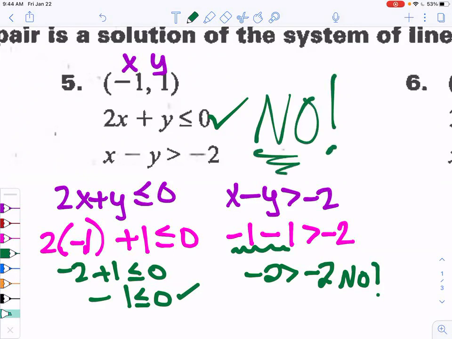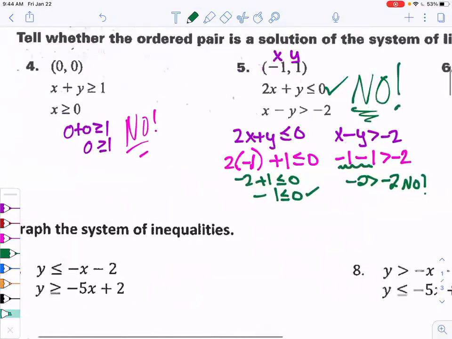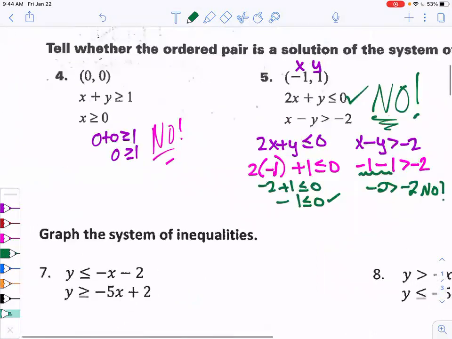Make sure that you write a final answer. So yes, the first one checks out, but no, the second one doesn't. So that means the ordered pair is not a solution. Number 4, when we check that one, plugging in 0, 0, the first equation or inequality didn't work. If you get the first one to be a no, then you are done with the problem. But again, make sure that you're noting the fact that it is not a solution or it is a solution. So make sure you're writing a final answer.